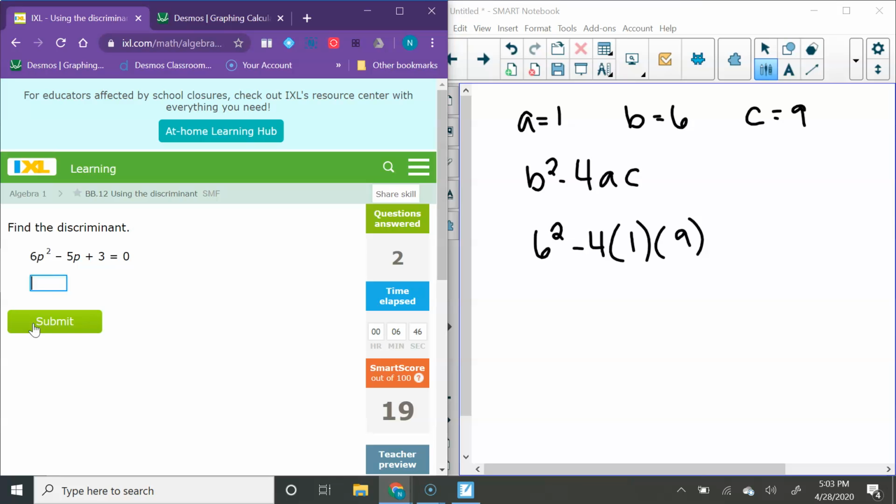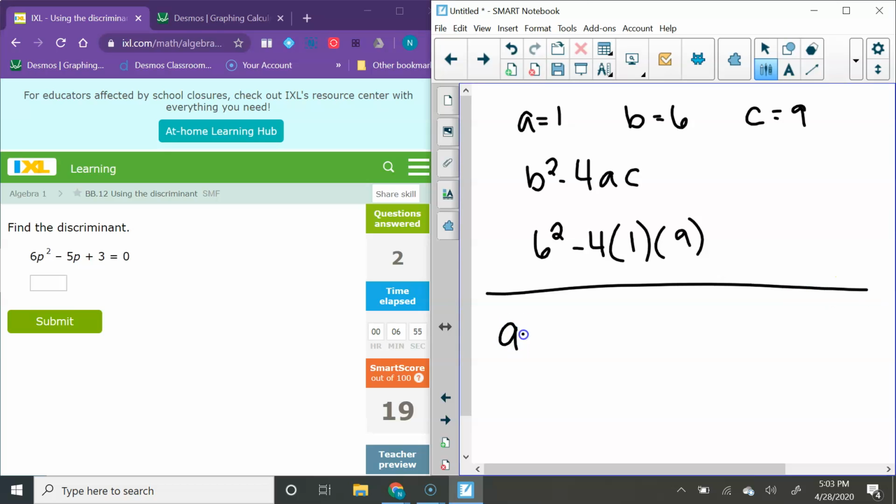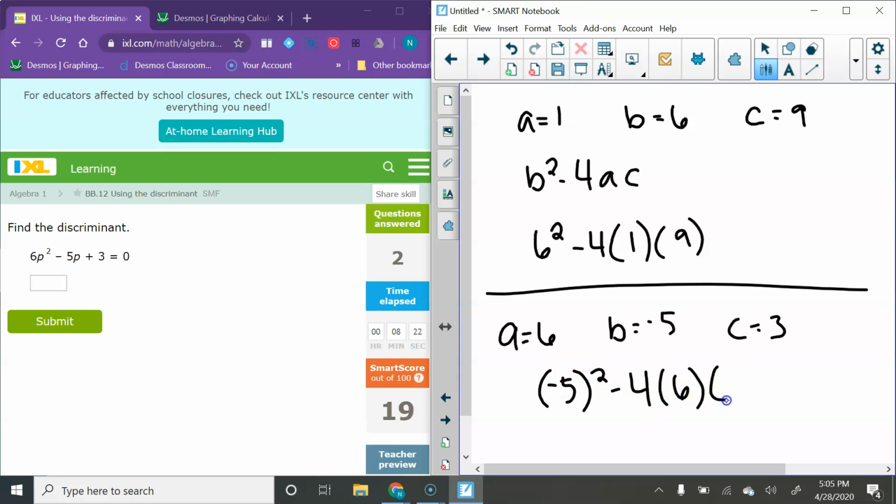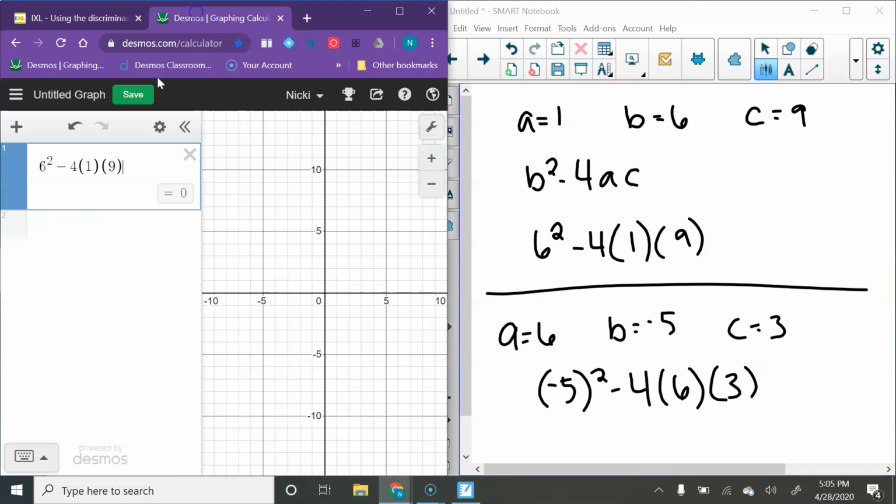Here's our next one. We've got 6p squared minus 5p plus 3. So in this case, A is 6, B is negative 5, C is 3. For our b squared minus 4ac, we're going to have negative 5 squared minus 4 times 6 times 3. We'll run over here to our Desmos. I'm just going to put 5 squared. You can put the negative 5 if you want, but just be careful, because negative 47 is going to be the correct answer.